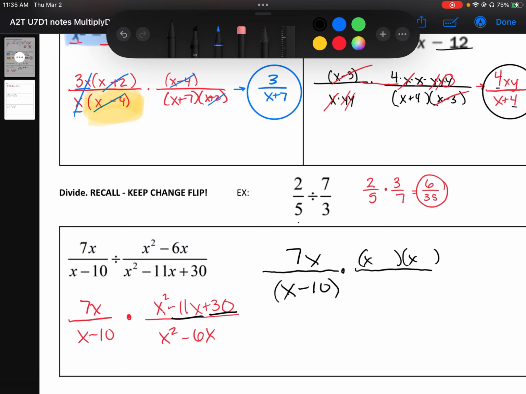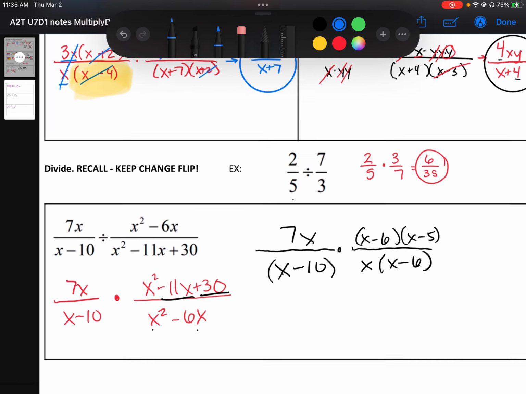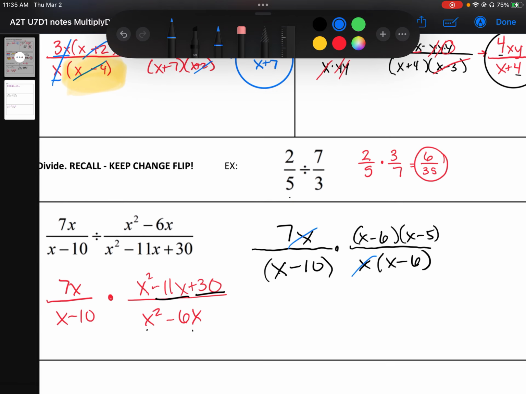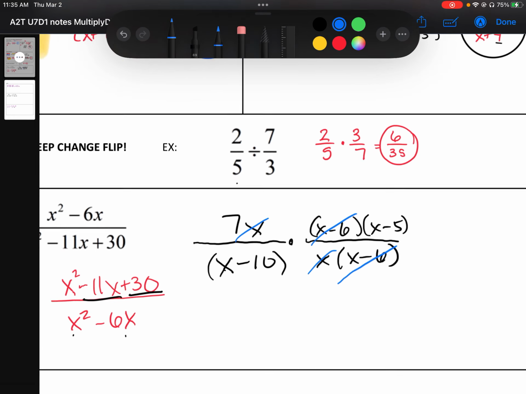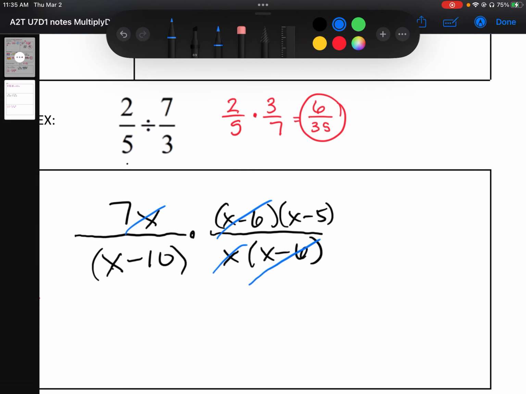That will be two negatives, negative 6 and negative 5. In the denominator, I've got x squared and a negative 6x. I can divide out an x. So I'm left with x minus 6 then. And what divides out? These x's can be divided out. Can divide out x minus 6. And let's see what's left. What is left is the 7 times x minus 5. And in the denominator, x minus 10.